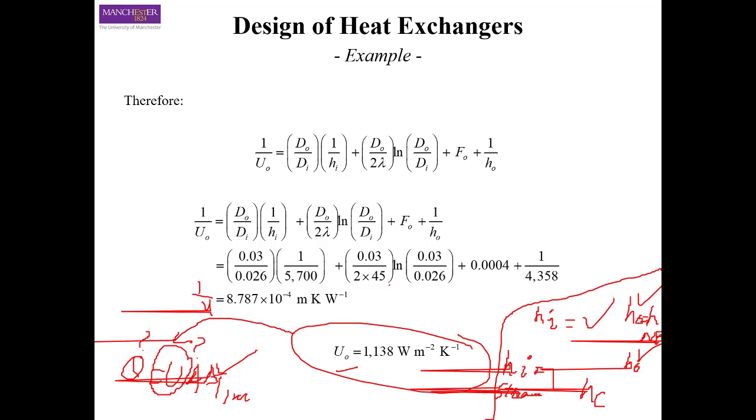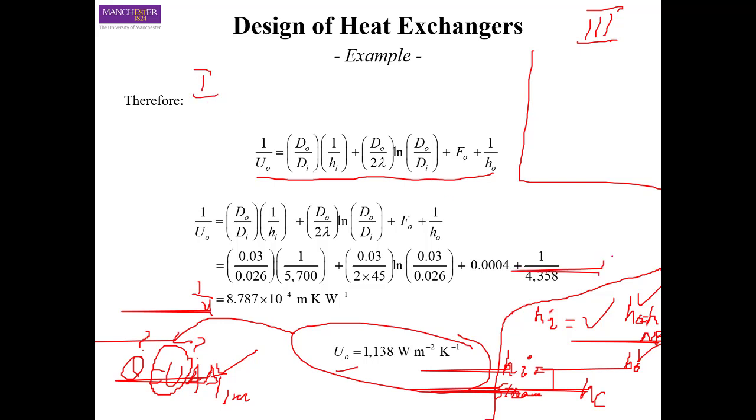And just like this example, once we know HC or HI, then we feed our value into this long equation of U, and as such you can calculate U naught. Okay, so that is another scenario. You might have another case, let's call it case number 3. So that was case number 1, and here is case number 2.